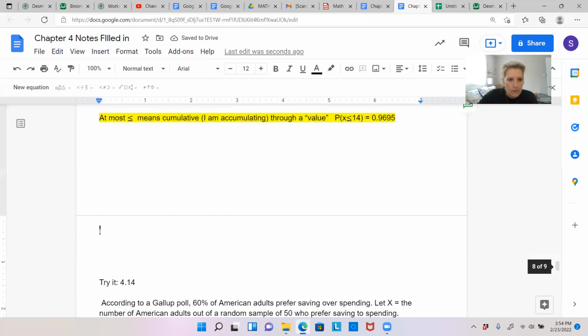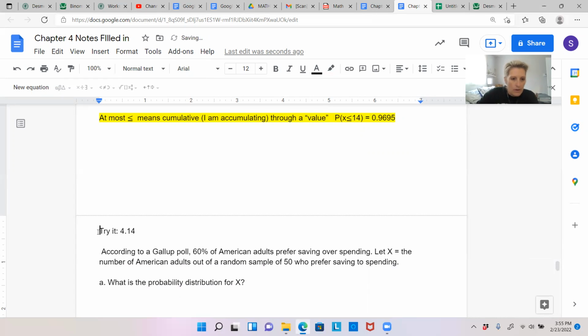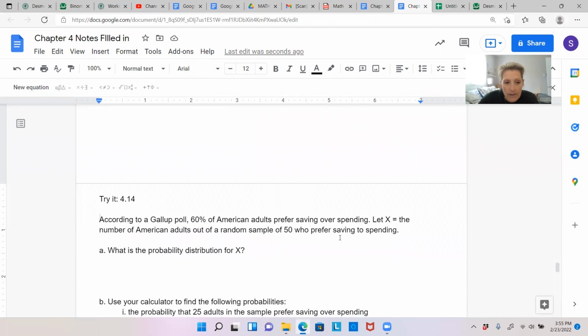Okay, let's see the next one. The next Try It 4.14 says, according to a Gallup poll, 60% of American adults prefer saving over spending. Let X be the number of American adults out of a random sample of 50 who prefer saving to spending. What is the probability distribution of X? So we're going to say X is defined as a binomial where N is equal to 50, P is 0.6. That's how we're defining X.